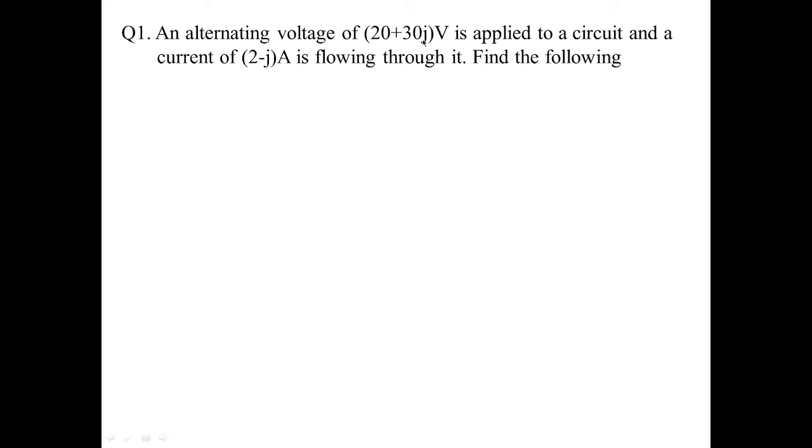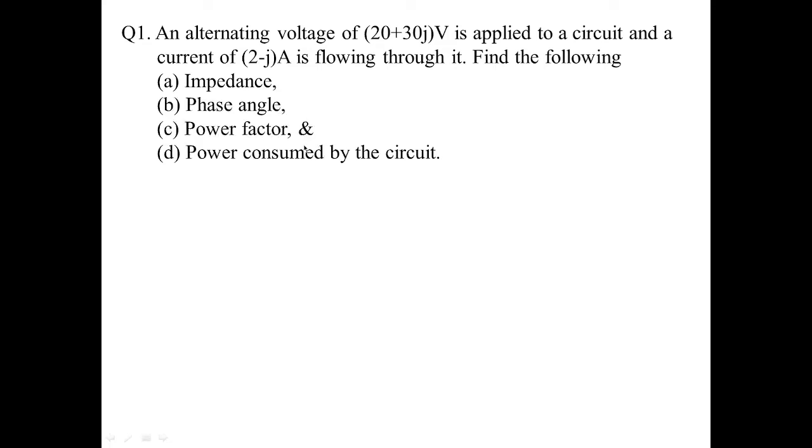So 20 plus 30j volts is applied to a circuit and a current of 2 minus j amperes is flowing through it. Then what we need to find? We need to find the impedance, the phase angle, power factor, and power consumed by the circuit. So how to start with the problem?